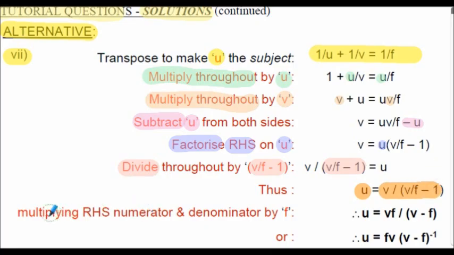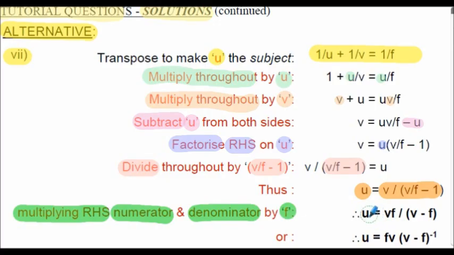And as an alternative format, if you multiply the right hand side, both numerator and denominator, by f, we can show that u is equal to vf divided by the bracket v minus f. All that's happened on the final line, I've just shown the bracket in terms of the reciprocal index. So that's an alternative solution for question 7 without using fractions as we did in the previous solution.